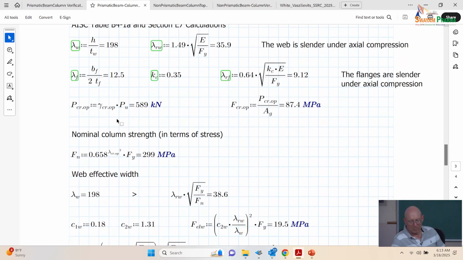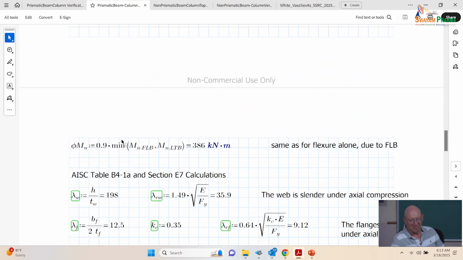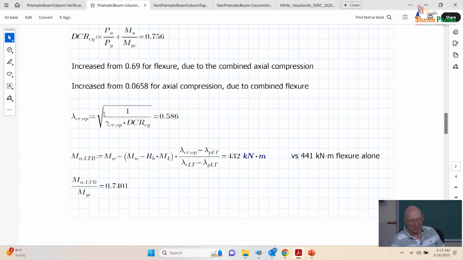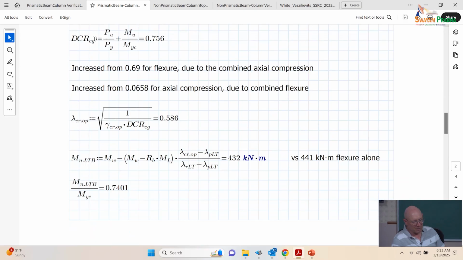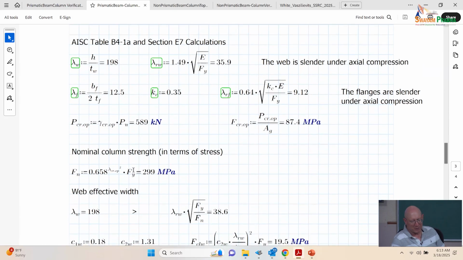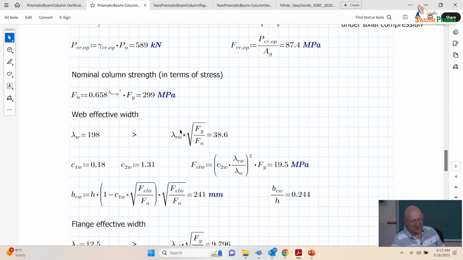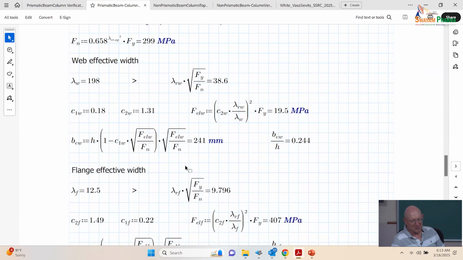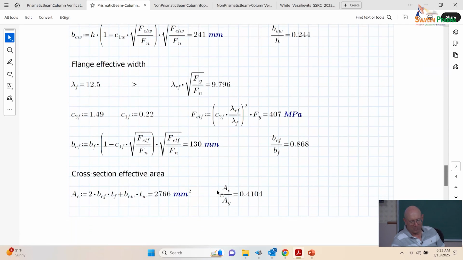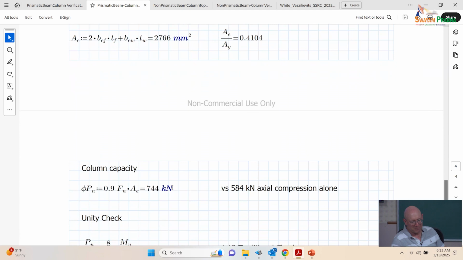We've already got our lambda critical out of plane. We did that above here when we were doing the check based on this cross-section demand to capacity ratio that incorporates axial and bending. So we carry that into the column strength equation, and now we get an Fn. Then we use our Fn to calculate our effective widths, and we get an effective area. We get our column capacity. It's now 744. It was 584.